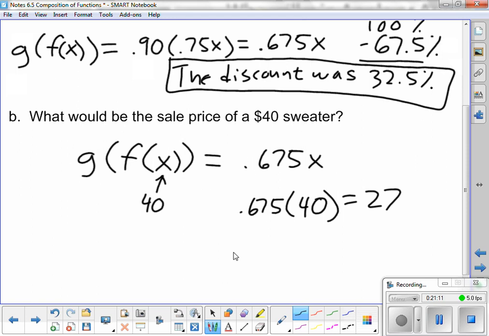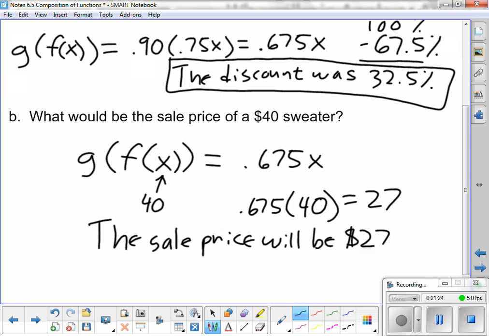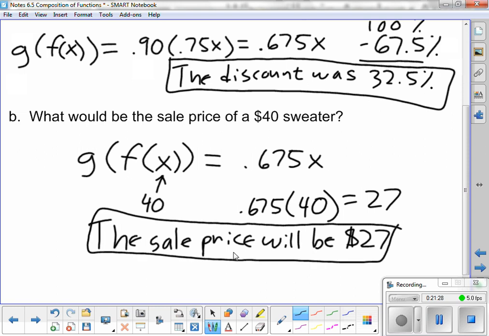So what will be the sale price of a $40 sweater? The sale price will be $27. Okay, and that's how you do that. So you got to figure it out like that.